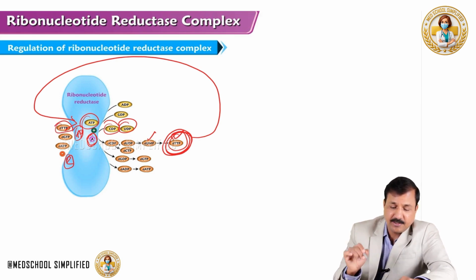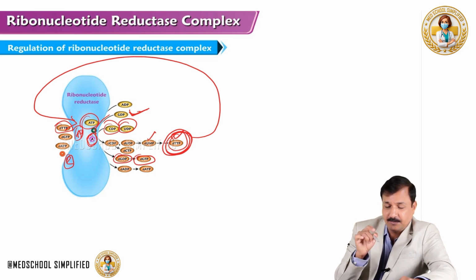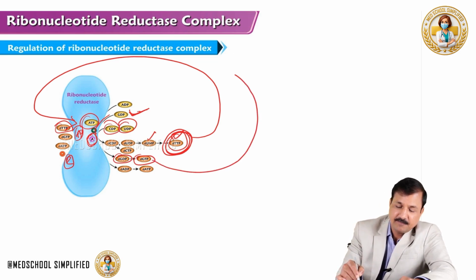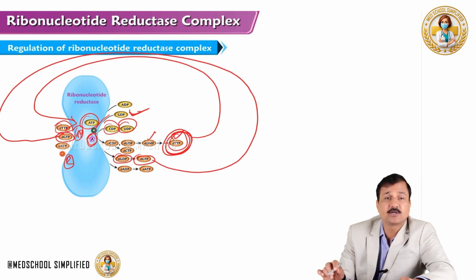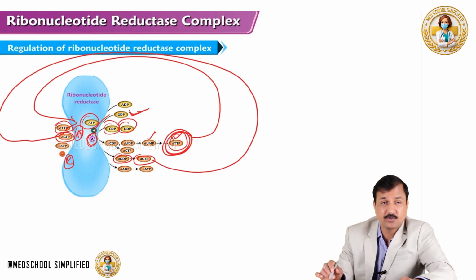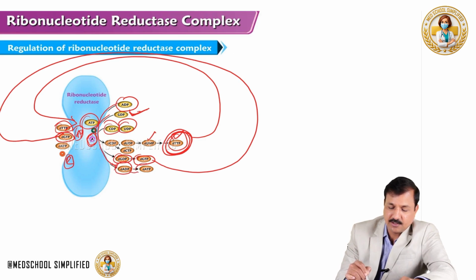And when the dTTP binds to the regulatory site, at that time GDP will come and bind to the active site here. And this GDP is converted into dGDP, and that dGDP will come and replace this dTTP and bind to the regulatory site. dGDP is bound to the regulatory site now. When the dGDP is bound to the regulatory site, at that time ADP comes in here. And this ADP will be converted into dADP. dADP is converted to dATP.